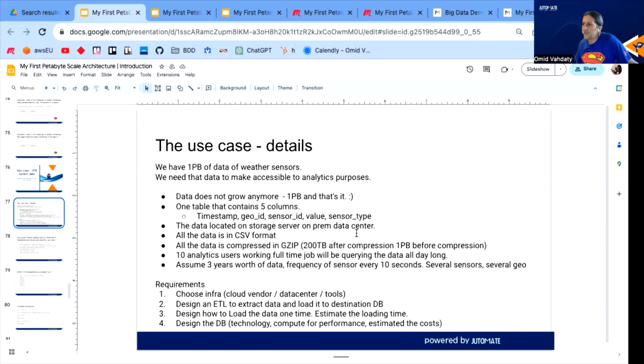All the data is located in an on-prem data center, but for the sake of the discussion, it doesn't really matter. We should go over only the database selection. All the data is compressed at a 1:5 compression ratio, 200 terabytes after compression. Then analytical users working full-time jobs query the data, assume 3 years' worth of data, with a sensor frequency of every 10 seconds. For today's exercise, as I mentioned, we're going to go over database design.